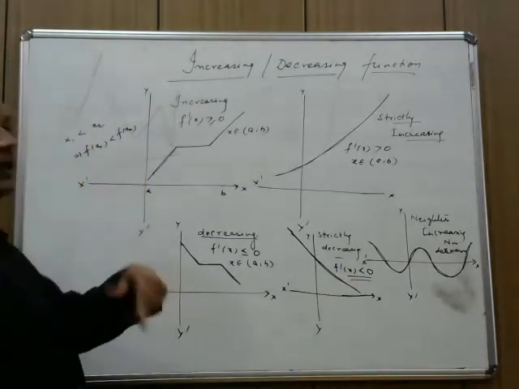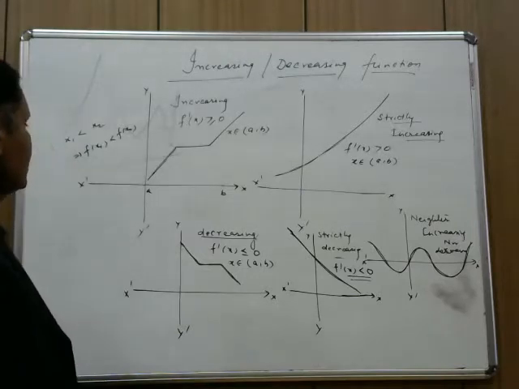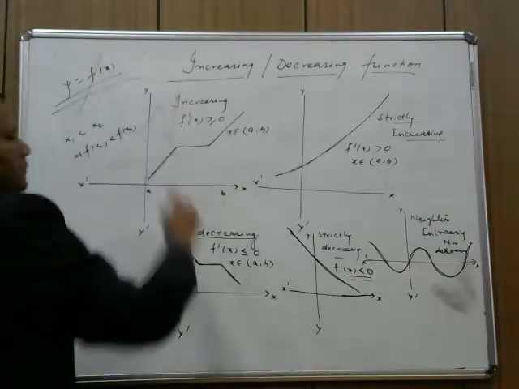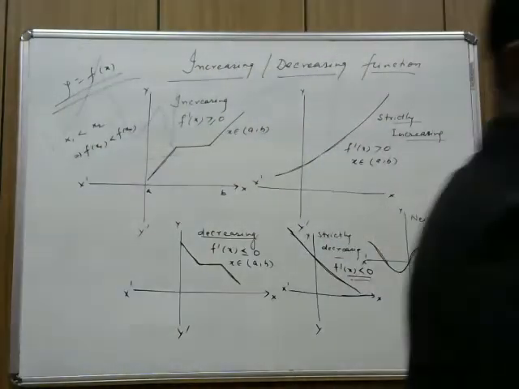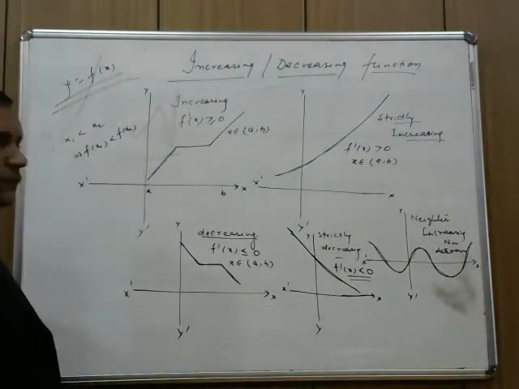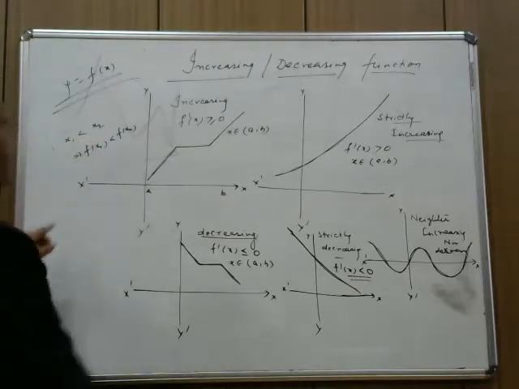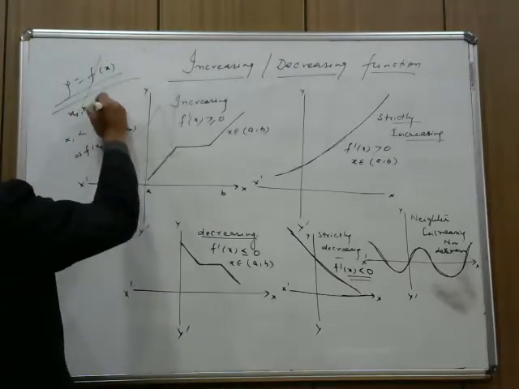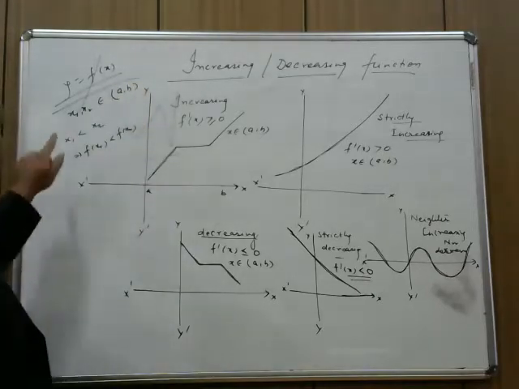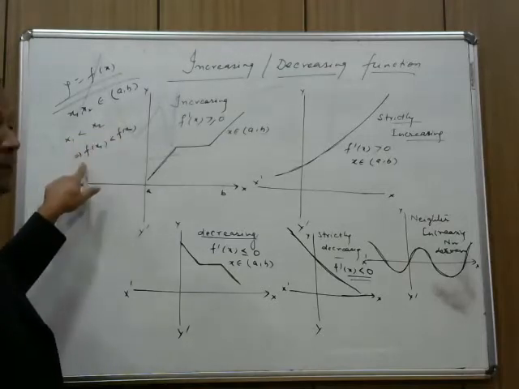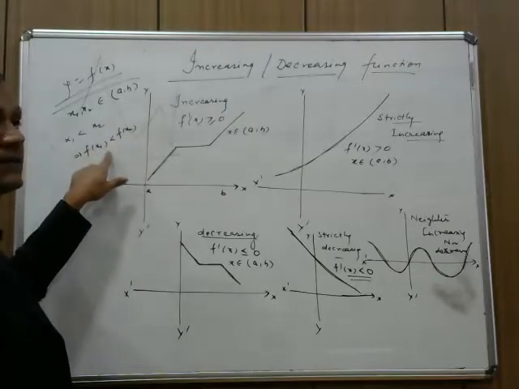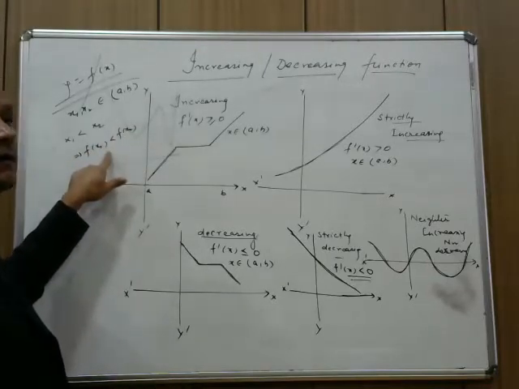These things I can put in another way also. If y is equal to f of x is a given function, and if we take x1 comma x2 belonging to the interval a and b, and x1 is less than x2 implies that f of x1 is less than f of x2, then the graph is strictly increasing.